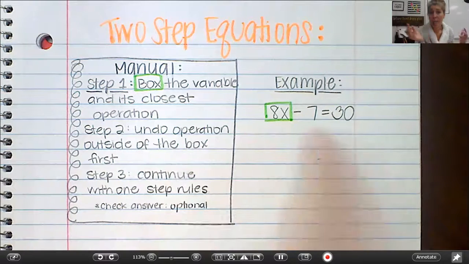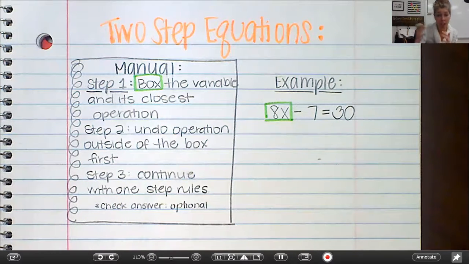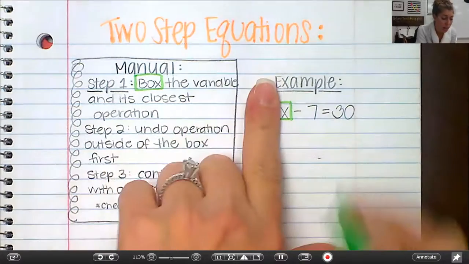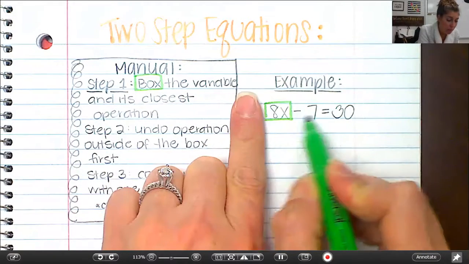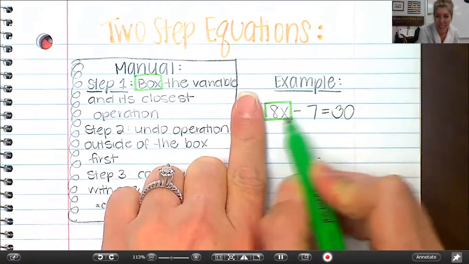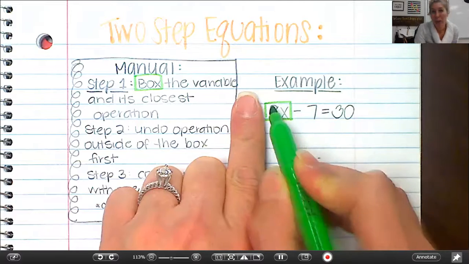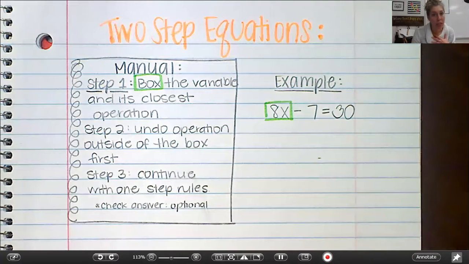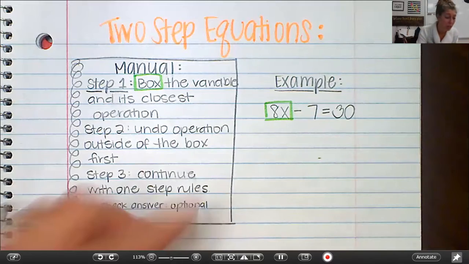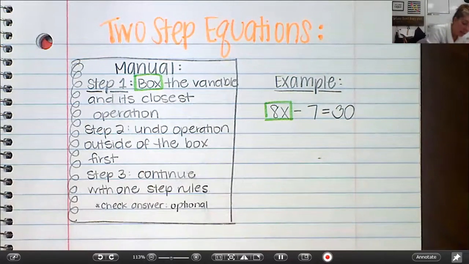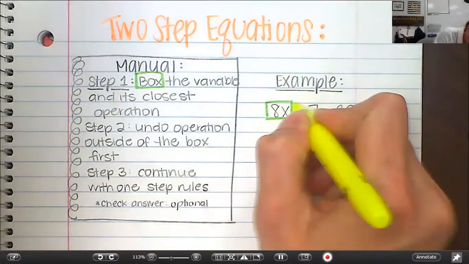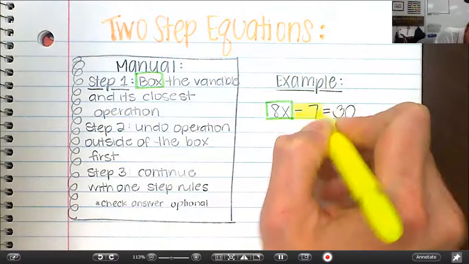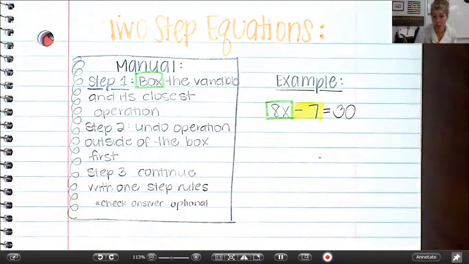You could argue, yeah, the -7 looks attached too, but then that 8 would kind of be left while it's attached. I hope maybe this technique doesn't work for you, but it really does work for me to identify what I'm supposed to undo first. Because once you put the box there, you need to undo what's outside of the box first.